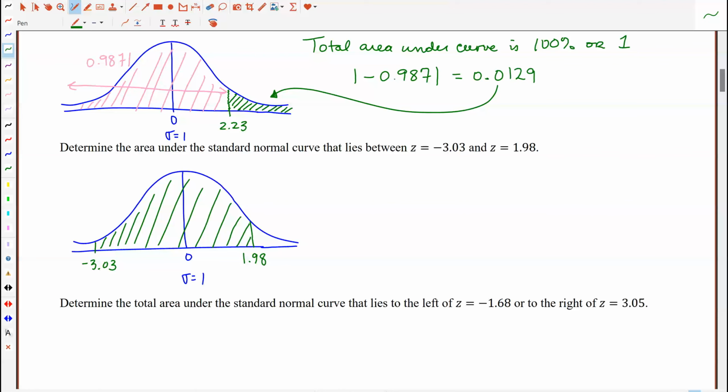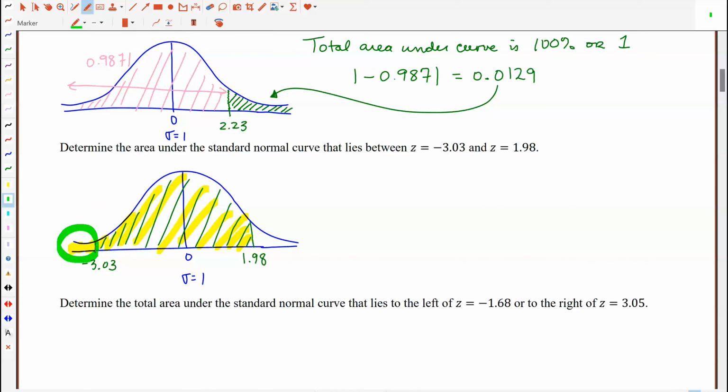Now remember, our table is only going to give us the area under the curve to the left of a value. So here's what's going to be our game plan. If I can use the table to find the area under the curve to the left of 1.98, it would give me all of this area that I want, but it also gives me this area out here in the left-hand region and that tail that I don't want. So we're going to use our table to find the area under the curve from 1.98 all the way to the left. And then I'm going to subtract off the area that would be right here that I actually don't want to include. That's not part of the area that I want to find.